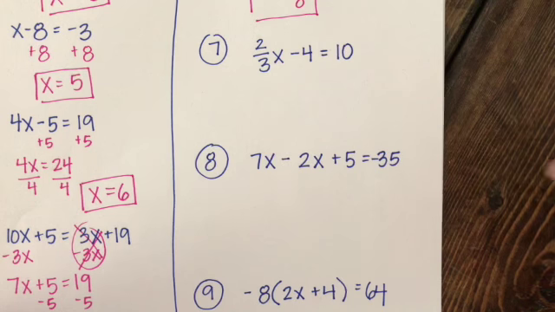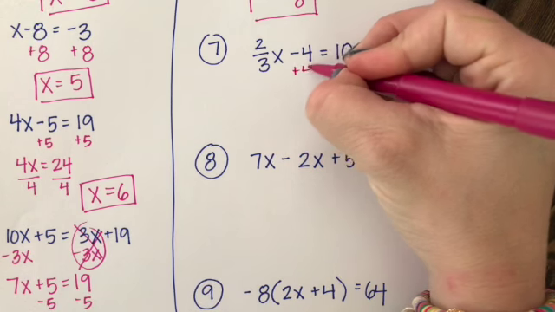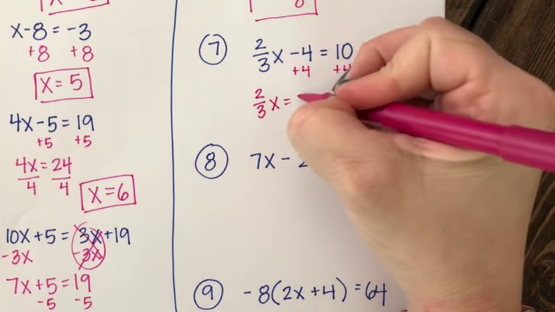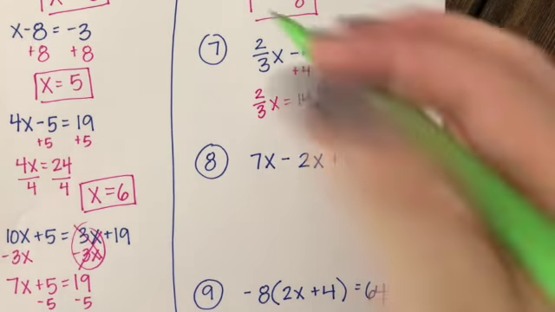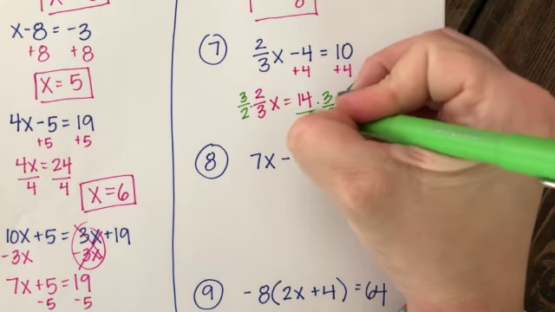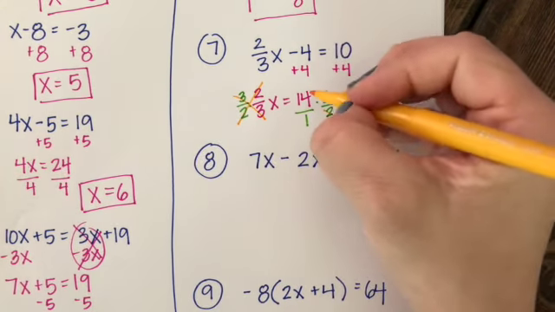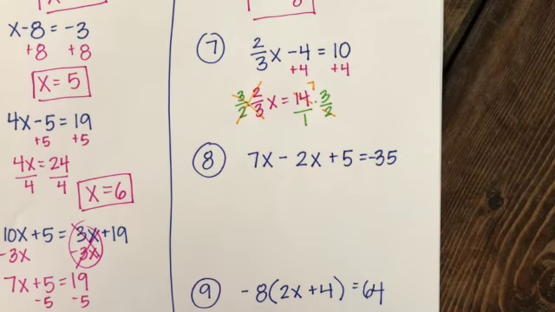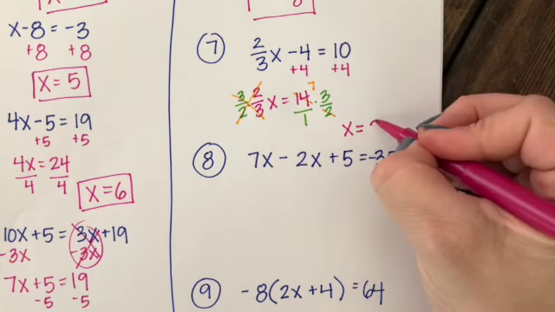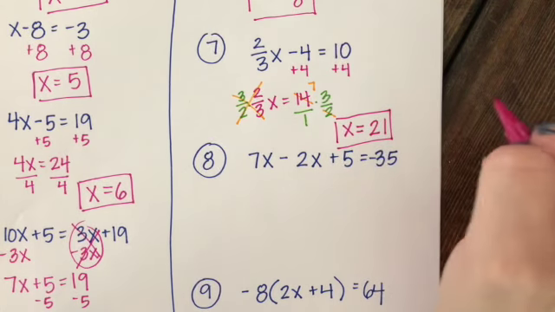Number 7, it's a two-step equation with a fraction, so let's look at it. I'm going to add 4 to both sides. So now I have 2/3 x equals 14. So now I need to multiply both sides by the reciprocal, right, by 3 over 2. So 3 and 3 cancel, 2 and 2 cancel. 2 goes into 14 7 times. So I'm left with x equals 7 times 3 is 21. And on the bottom it was 1 times 1, which is 1.